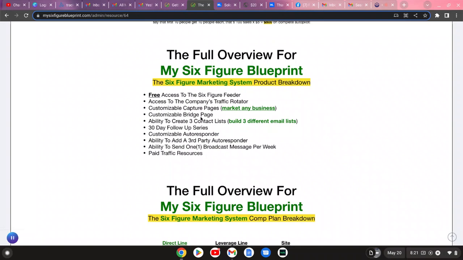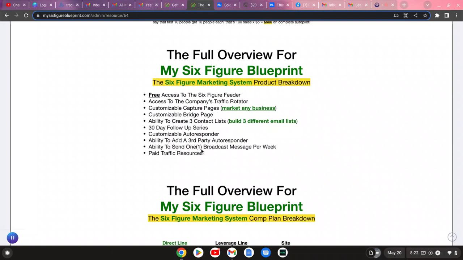You get customizable bridge pages. You get the ability to create 3 contact lists, build 3 different email lists. You get a 30-day follow-up series. You get an autoresponder with it, and it already has the 30-day follow-up series in it. You get a customizable autoresponder, and you get the ability to add a third-party autoresponder. So if you have an outside autoresponder like Aweber, GetResponse, MailChimp, any of those third-party ones, you can add your third party to that one as well.